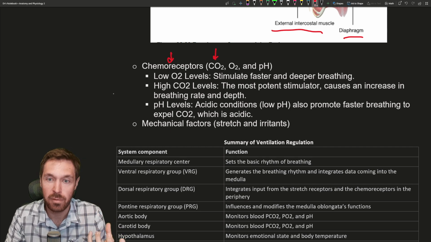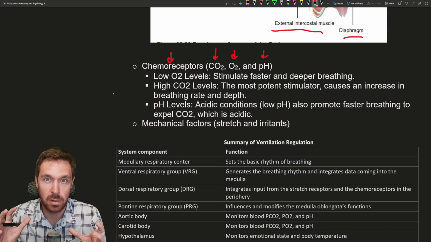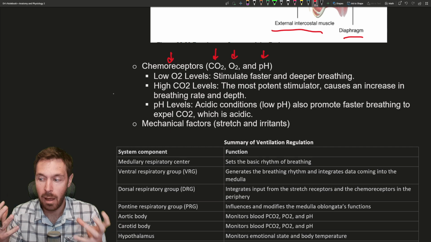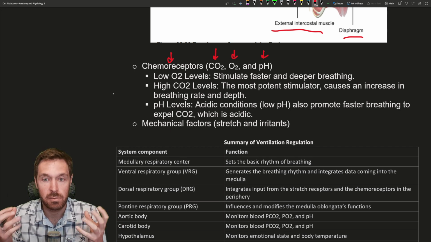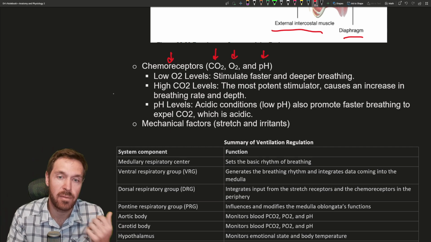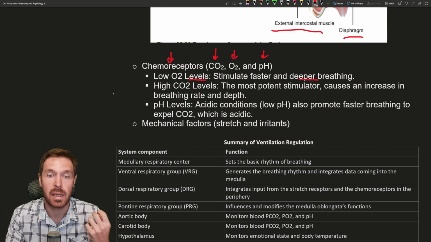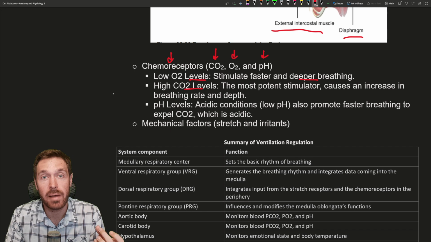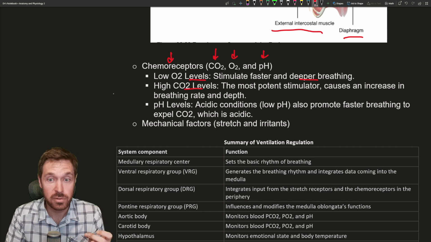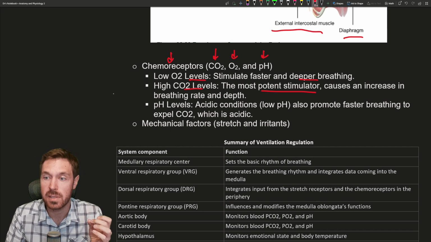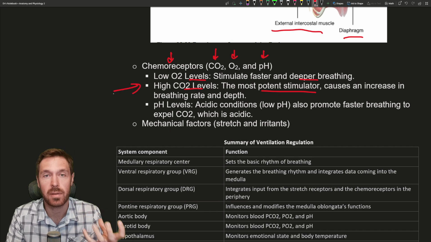All right, so here I was just hinting at these, but the chemoreceptors. CO2 is the most powerful one, but also oxygen levels and pH. All of these play a role in regulating the output from these respiratory centers. If oxygen levels are low, that stimulates faster and deeper breathing. If there are high CO2 levels, that suggests that you are exercising a lot, and that's the most potent stimulator, and that increases breathing rate and depth. Usually, this is the only thing involved.